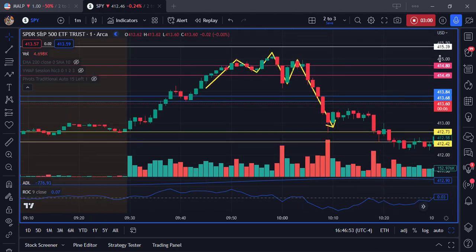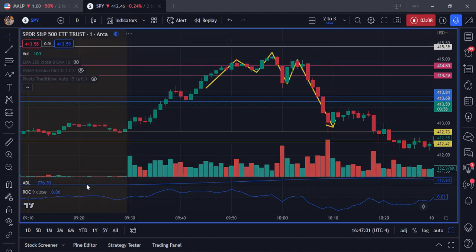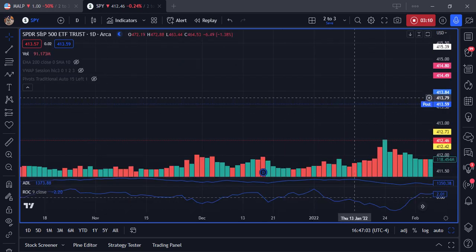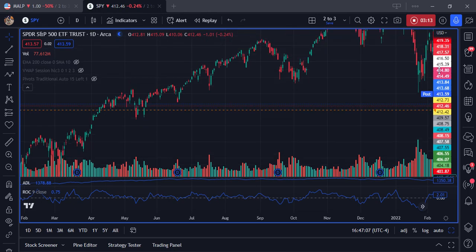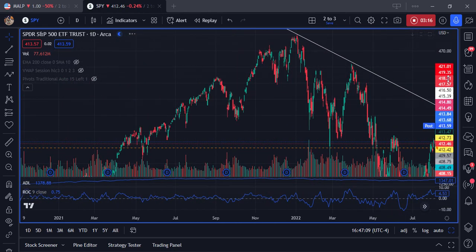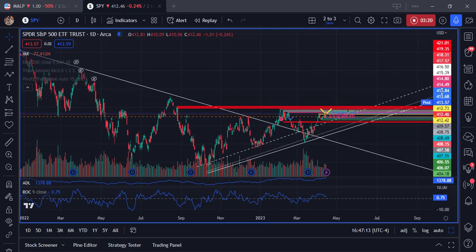One of the most important things: always chart down so you can get the greater picture and a true understanding of the structure of the security. I would like to go to the daily. This is what I saw in the charts. The reason why I felt 415 was most definitely a major area for us trading today.